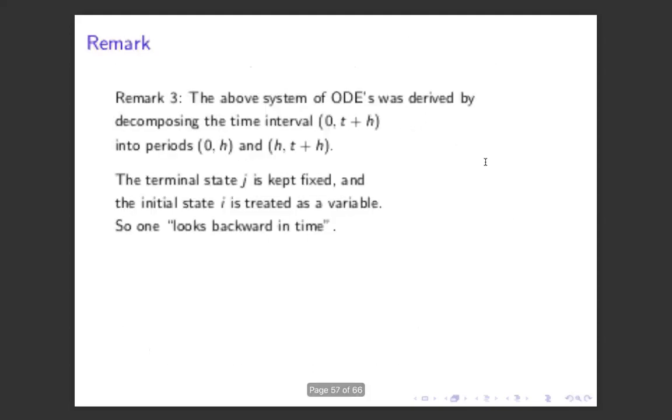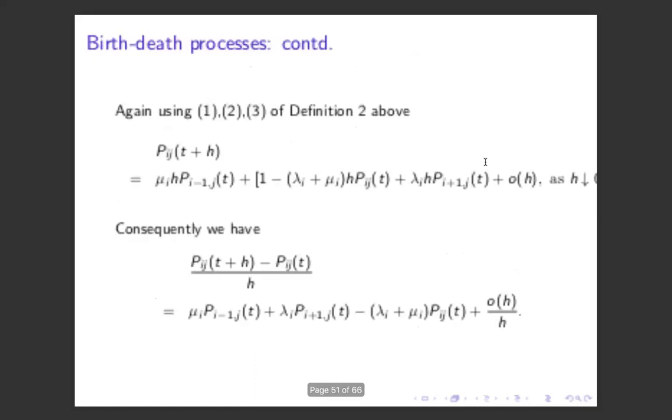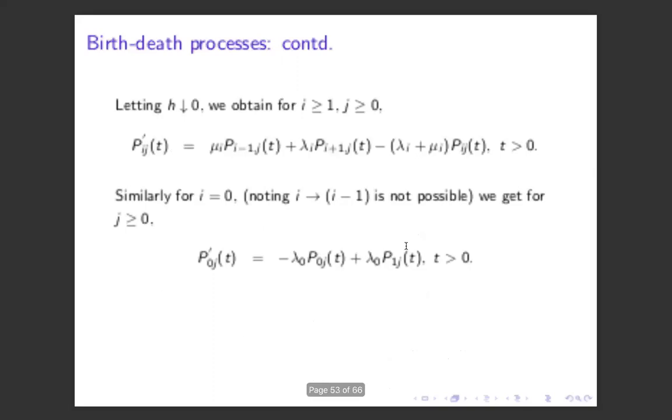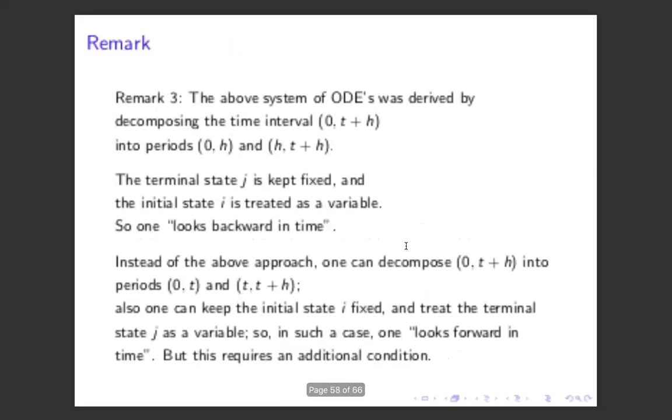See, the problem here is, in this case, when we consider the backward equation, we could easily prove that this is negligible. So when you consider the other way, 0 to t and then t to t plus h, it doesn't happen so easily. That is why one requires an additional assumption.